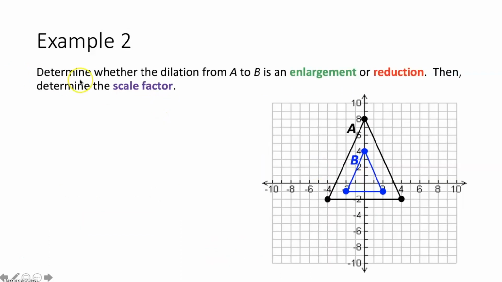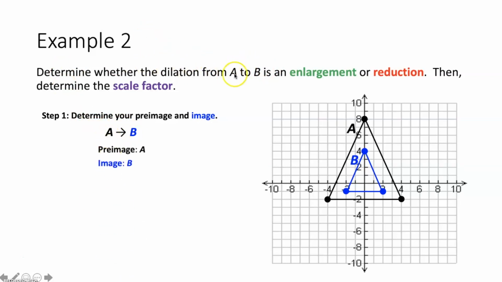which this is. Now, example 2 says determine whether the dilation from A to B is an enlargement or reduction. Then determine the scale factor. Now, the first and most important step in each of these problems is to determine which of these figures is your pre-image and which is your image. Well, this is going to be a dilation from A to B. Because we're going from A to B, that means A must be our pre-image and B must be our image.